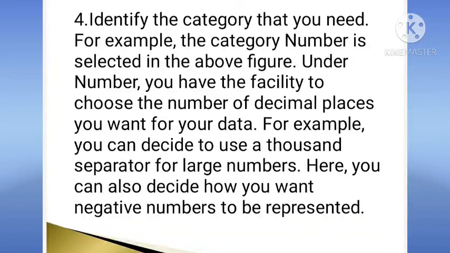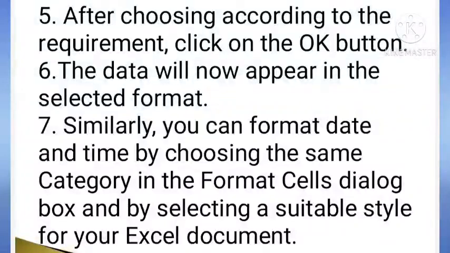Fourth step, identify the category that you need. For example, the category number is selected. Under the number, you have the facility to choose the number of decimal places you want for your data. For example, you can decide to use 1,000 separator for large numbers. Here you can also decide how you want negative numbers to be presented. Fifth point, after choosing according to the requirement, click on the OK button. Sixth, the data will now appear in the selected format.